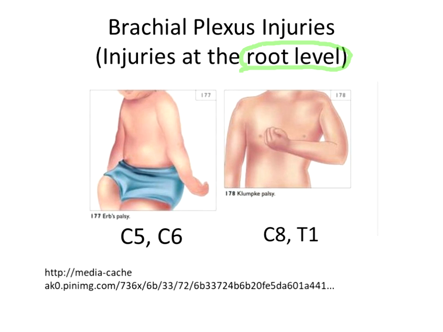If the upper two roots are injured, that is C5 and C6, the resulting injury is called a Bell's palsy. This injury is characterized by an extended upper limb with the hand cupped backwards, almost as if asking for a tip. So sometimes you might hear it called the waiter's tip palsy.